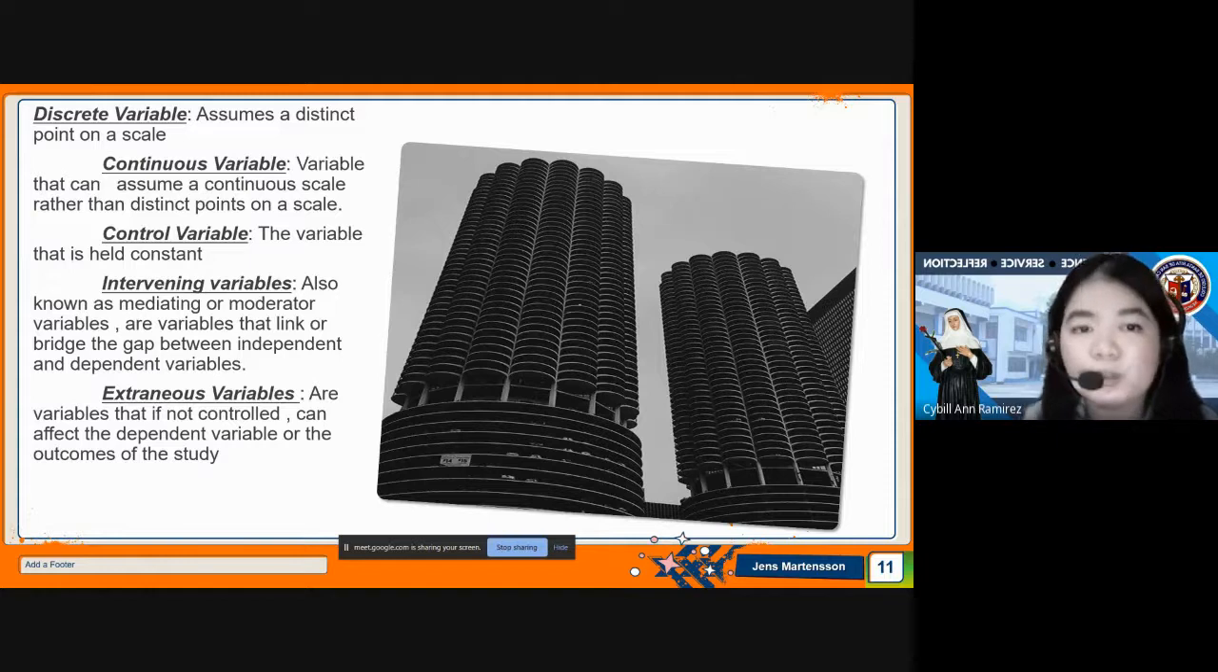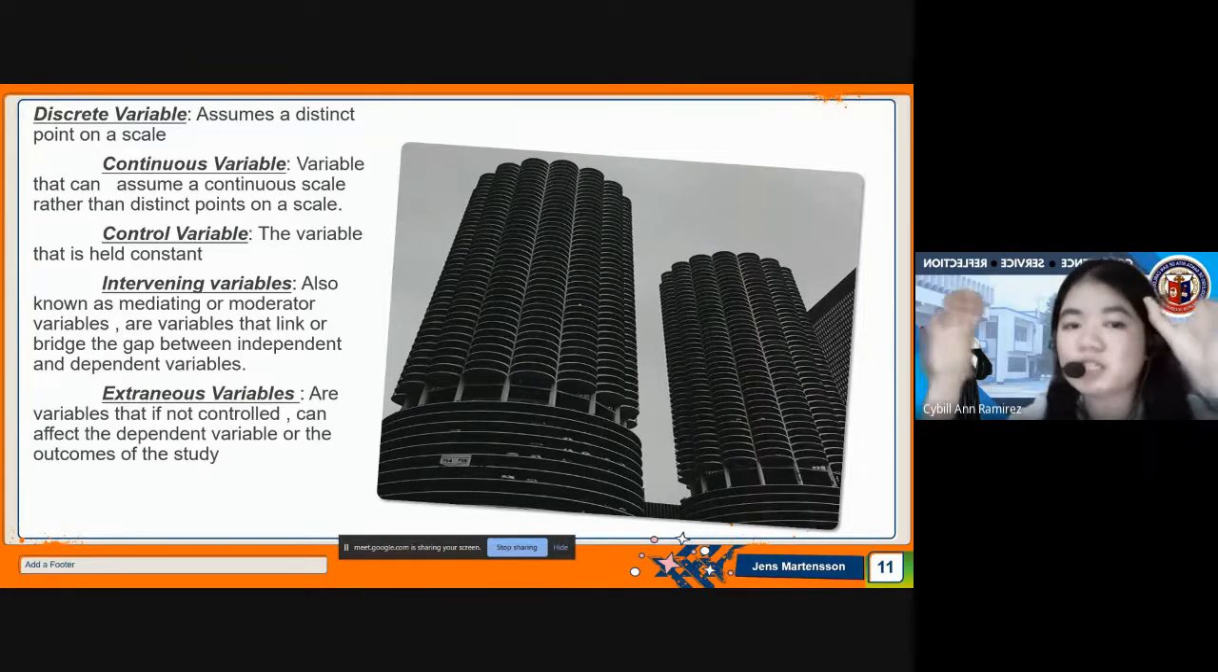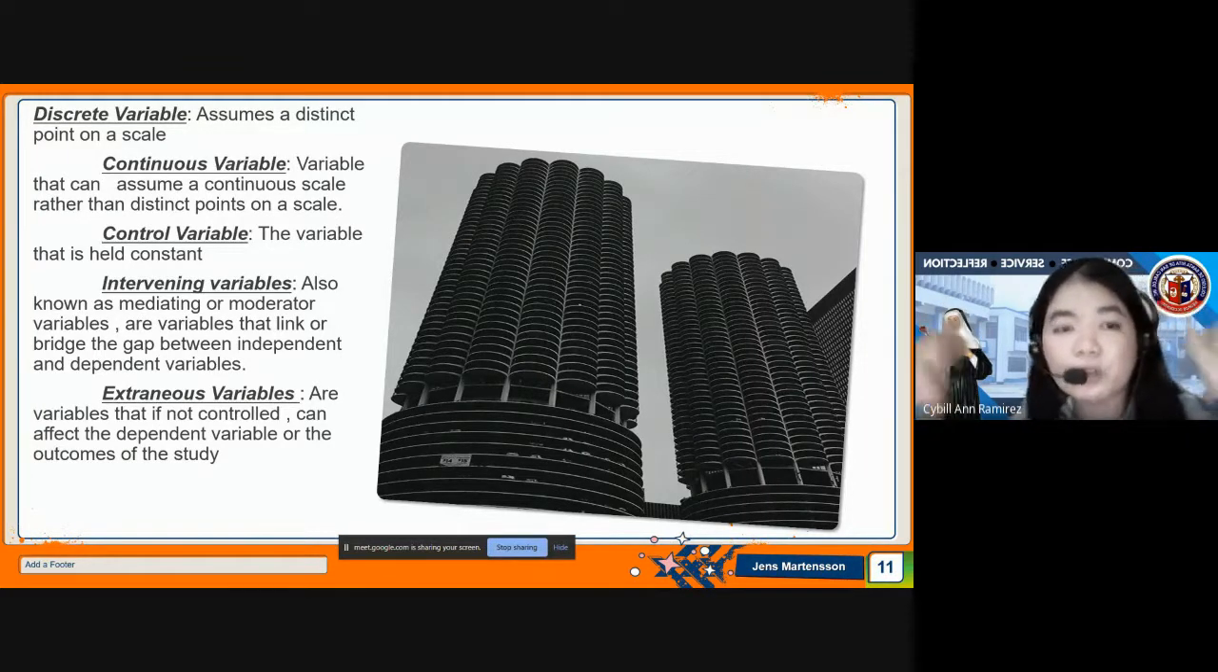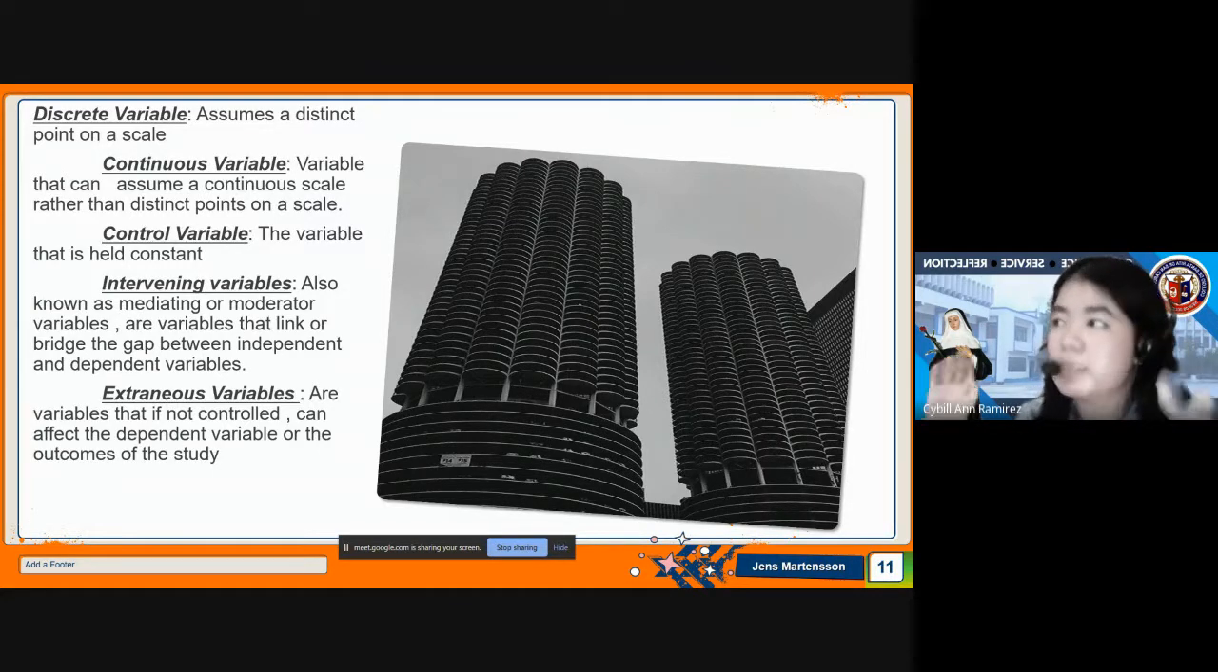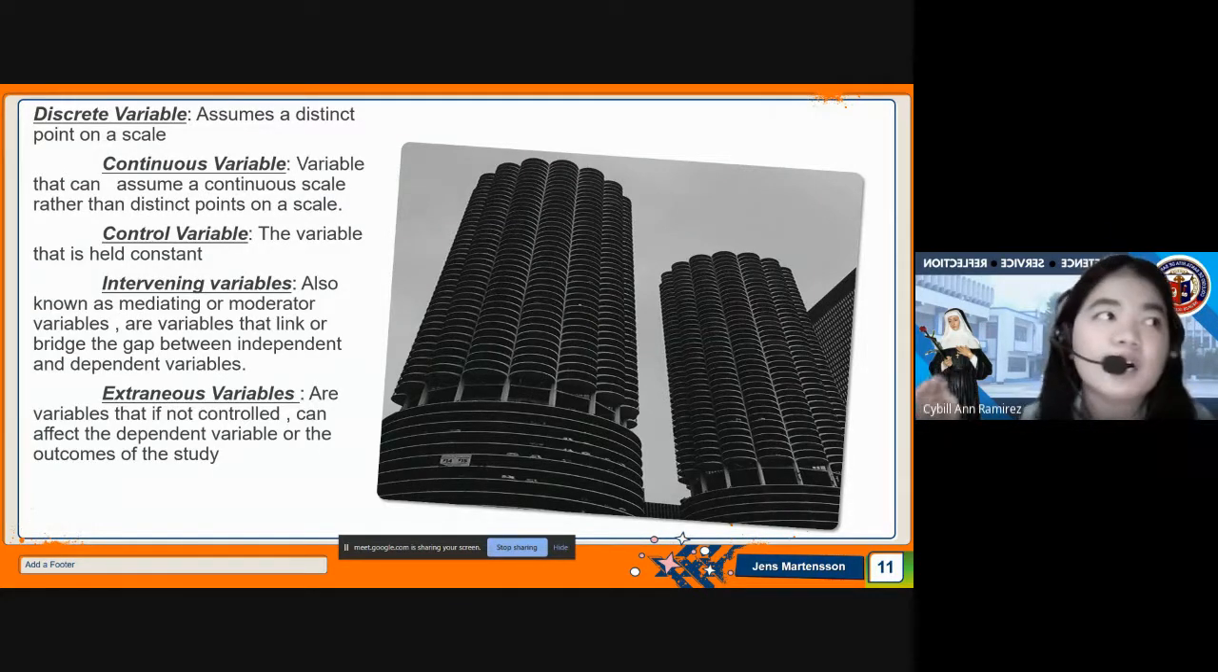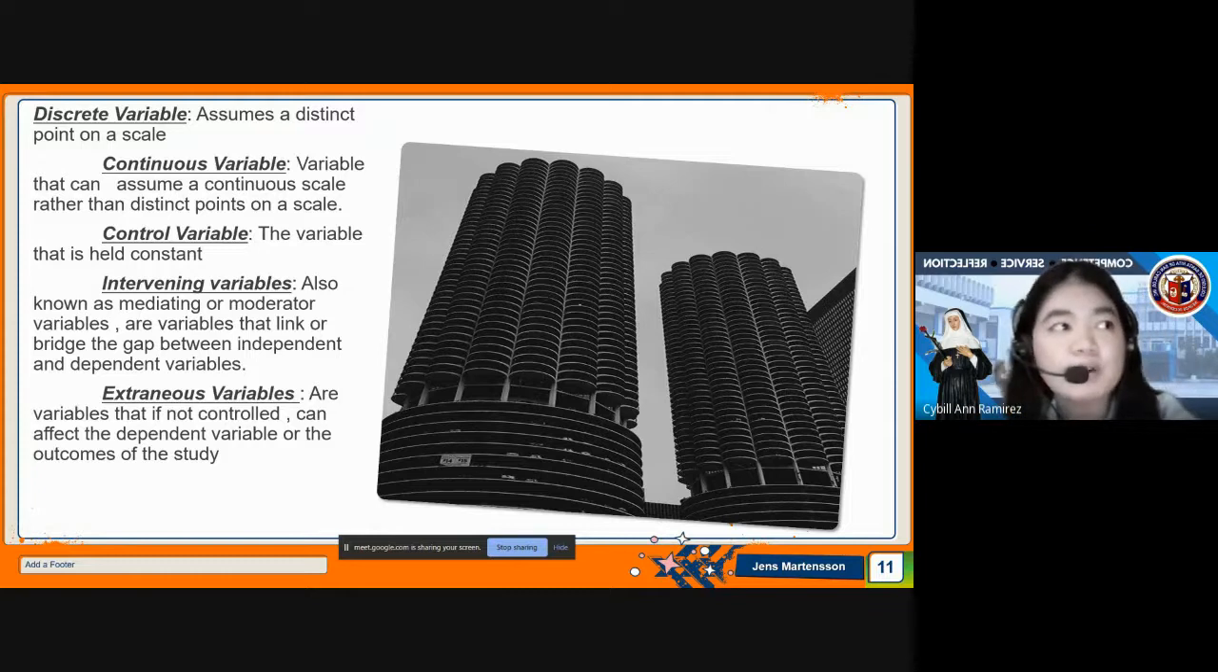For our plants, right? To ensure the accuracy of your experiment where you expose them to different colored lights, you're going to expose them to the same kind of environment, same soil, same amount of water, same temperature, same weather if possible. But weather is an extraneous variable, so it cannot be changed, because once it changes, it can really affect the results of your study.